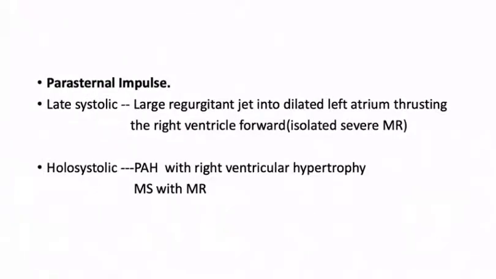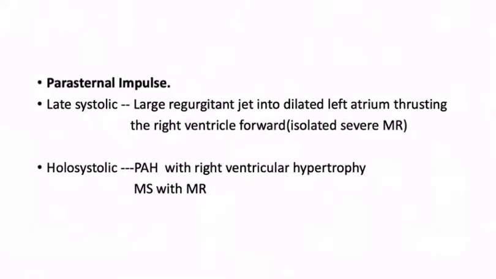Coming to the parasternal impulse, a parasternal lift can be there in patients with mitral regurgitation. It is not the parasternal heave, it is just a lift. That ill-sustained parasternal lift is late systolic, because a large regurgitant jet enters the dilated LA and causes a forward thrusting onto the anterior chamber, which is mostly the right ventricle. So in a patient with isolated severe MR with a hugely dilated LA, because of the anterior thrusting towards the RV, there is a late systolic parasternal lift.